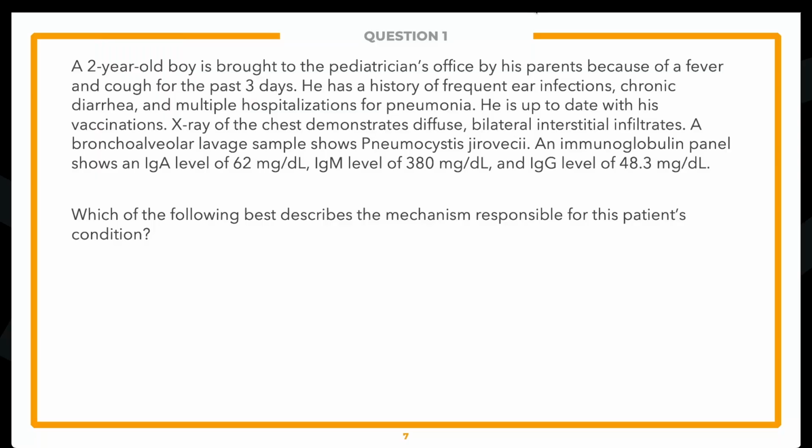Okay, there's your data. There's what's going on with this patient. So once again, which of the following best describes the mechanism responsible for this patient's condition? And with that, I'm going to turn it over to Abraham.